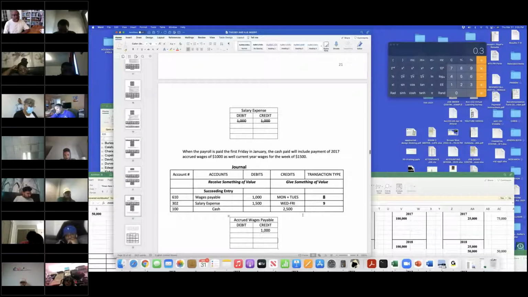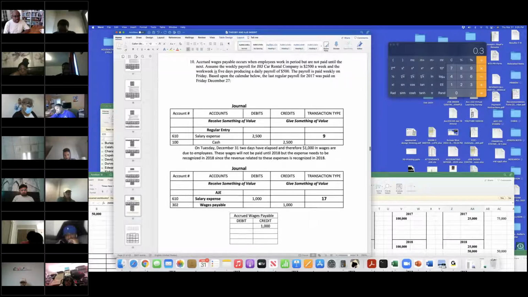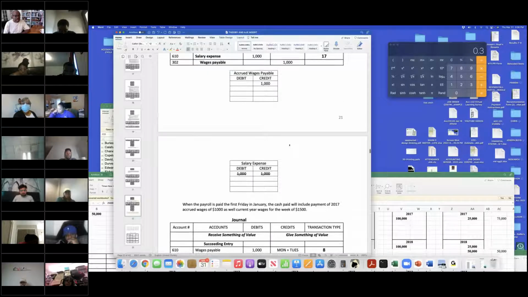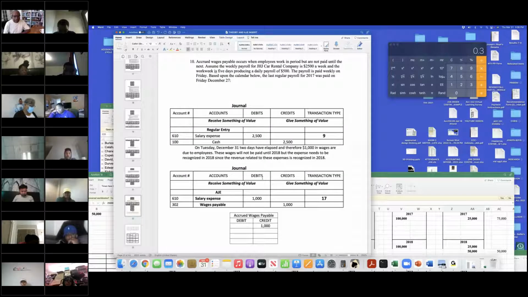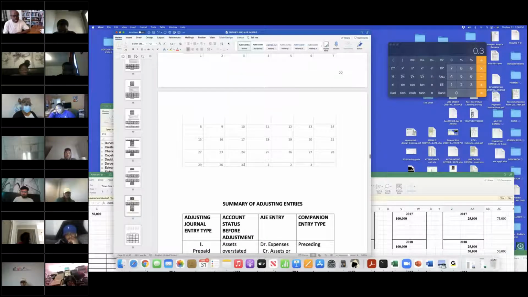Then for every other Friday, you'll be making this entry every Friday until you get to December 31st of 2018, and you'll see what days are left over. So all we're doing is a similar thing: we determine what the wages are per day. And if we need to accrue wages, if it's 2 days that were left that we're not going to be paid for until the next year, then we're going to accrue for those days, 500 and 500.